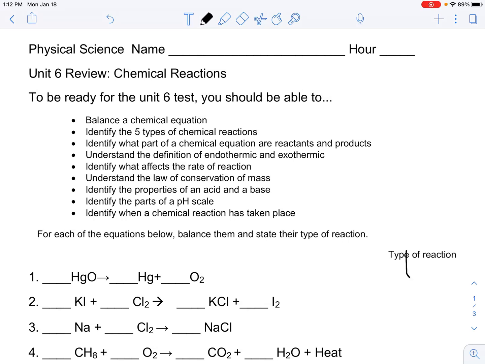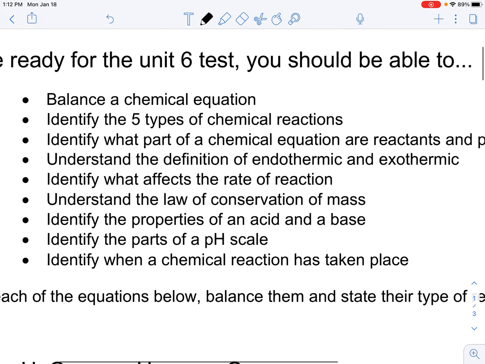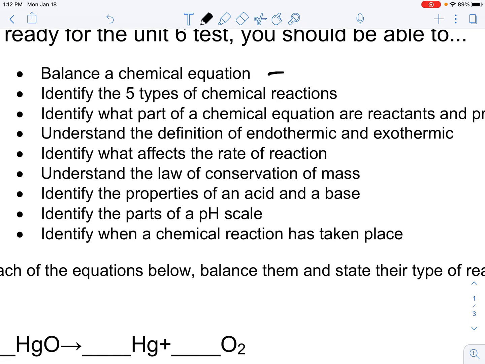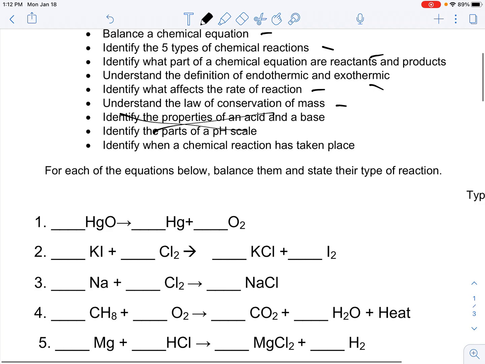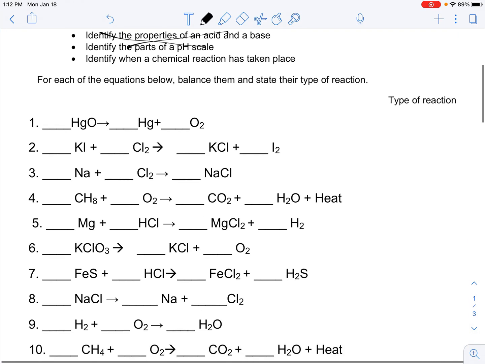All right, doing the chemical reactions review here. A couple of these things. So just be aware of balancing, identifying parts, chemical equations, endo-exothermic, reaction rates, conservation of mass. We should know that, but these two, the acid-base ones, we did not cover. We just didn't have time.